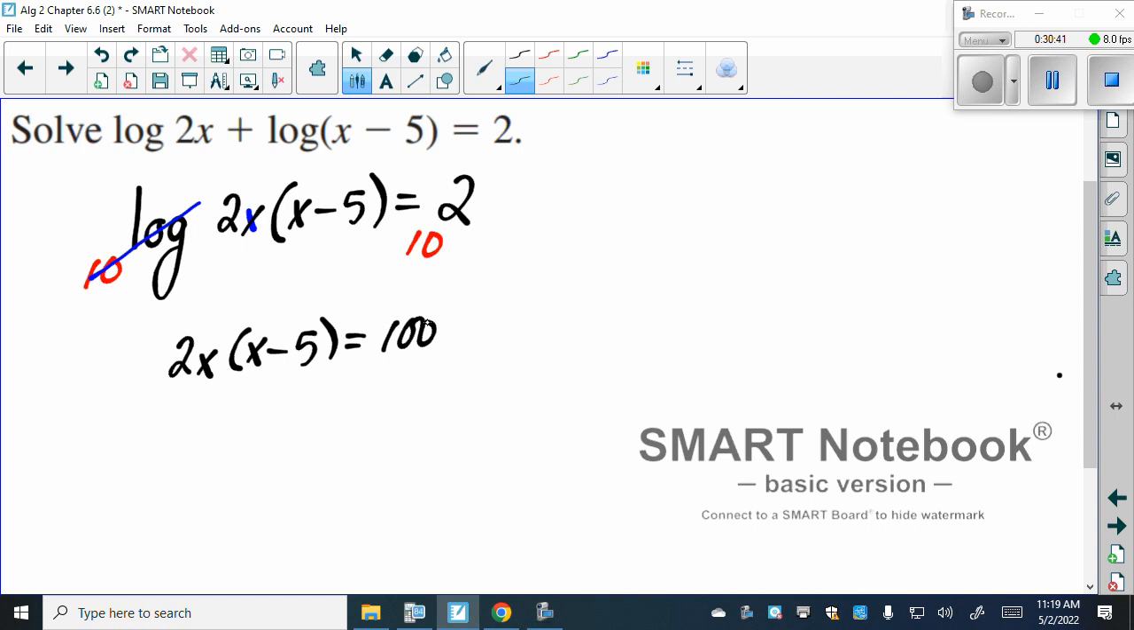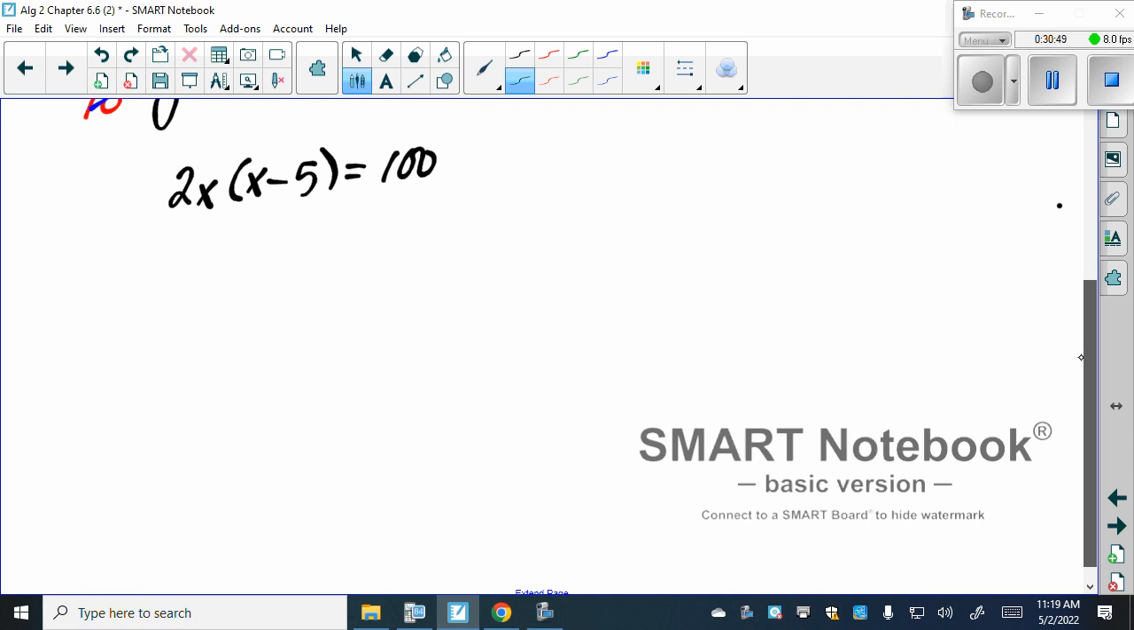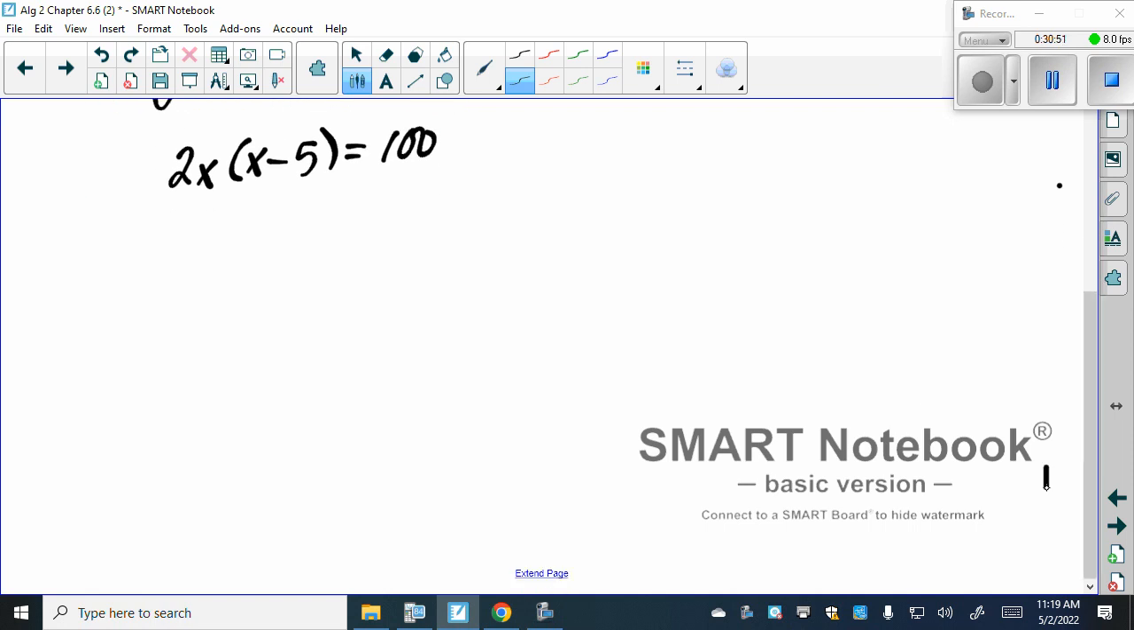Any questions on any of this here? So at this point, we're trying to find out what value of x is going to make 2x times x minus 5 equals 100. Well, it might be a little bit easier if we multiplied the left-hand side out. 2x times x is going to give us 2x squared, minus 2x times negative 5 is negative 10x, equals 100. Well, we have a quadratic, because the x squared tells us we have a quadratic.